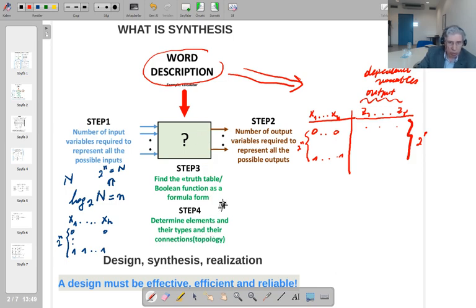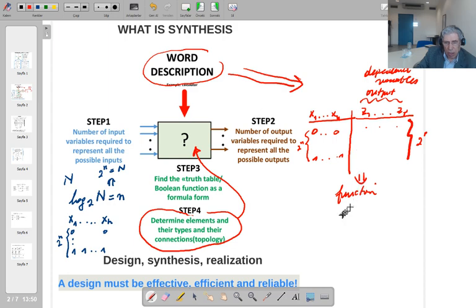So what is inside the circuit? So what is here is related with the inside of this circuit. Which elements am I going to use, and how am I going to connect those elements together? I've got to get that information from that truth table. This truth table represents functions. So if I write this function as a formula, each formula gives me a circuit, or the synthesis of this circuit.